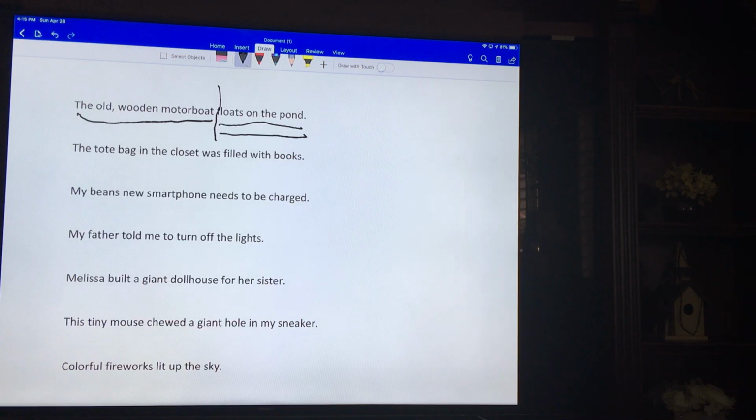So the simple subject is that one noun or pronoun that we're talking about. We're not talking about the old. The old didn't float. We're not talking about the wooden. The wooden didn't float. It's the noun motorboat. That's the simple subject that we're talking about. It's a noun. What did the motorboat do? It floated. So our floats is the simple predicate.